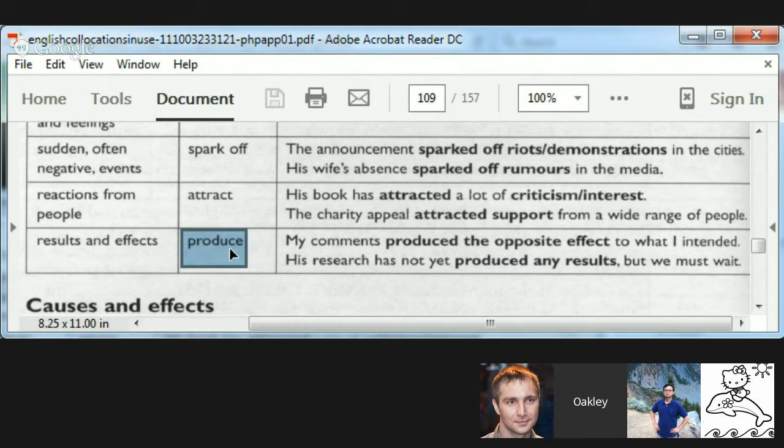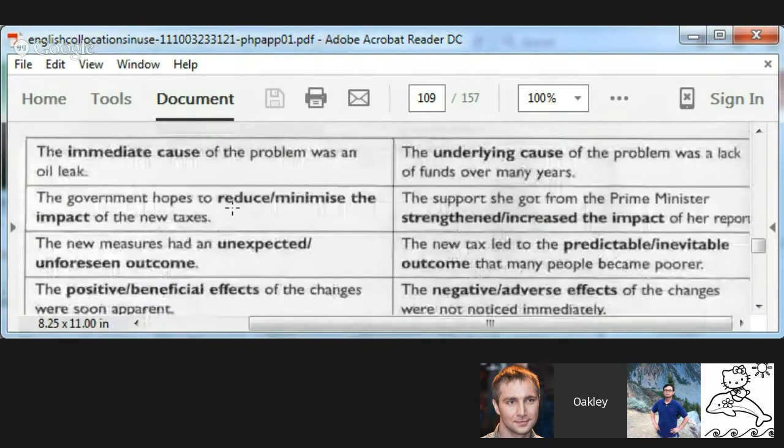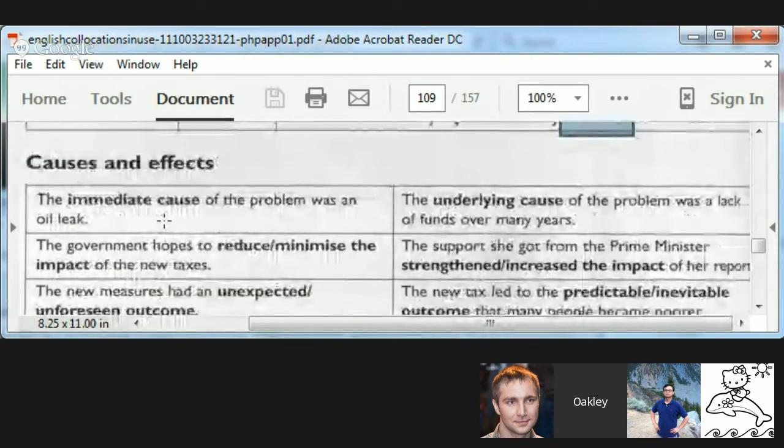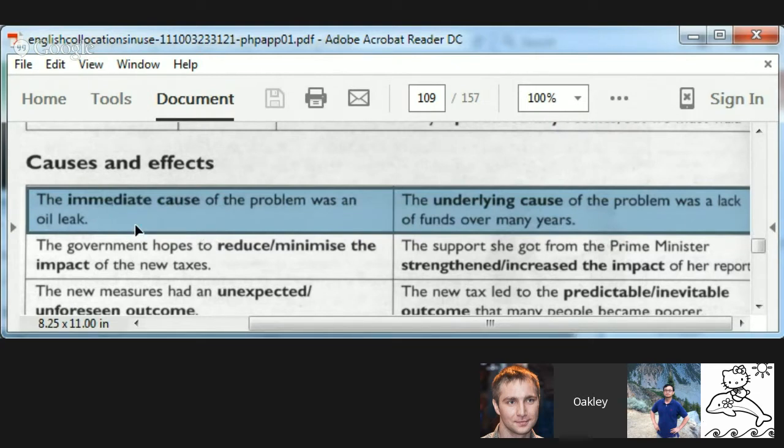Obviously, the word produce has a very physical meaning, as in manufacture, production, produce, of course. But we also use it with more general things like results and effects. Causes and effects. All right. Here's a couple with cause, introducing a couple more collocations. Heidi, back to you.